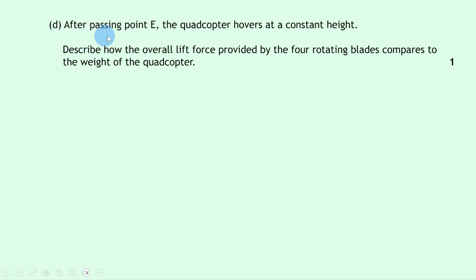Lastly, part D says after passing point E, the quadcopter hovers at a constant height. Describe how the overall lift force provided by the 4 rotating blades compares to the weight of the quadcopter, and there's 1 mark available here.